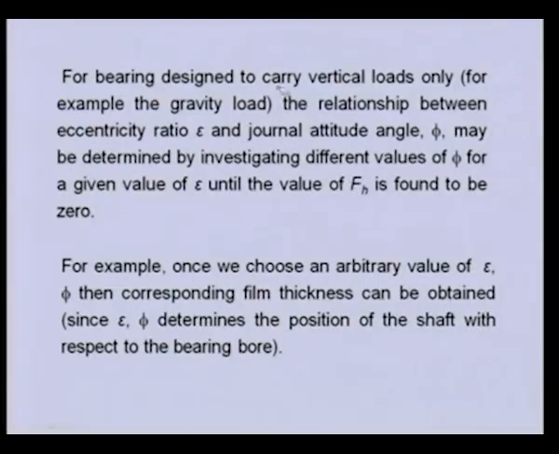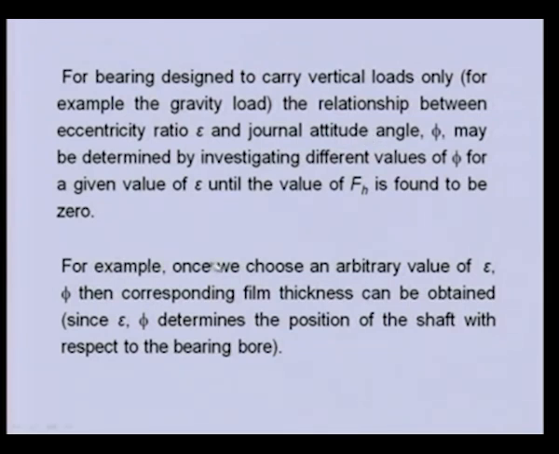For bearings designed to carry vertical loads only, for example the gravity load, the relationship between the eccentricity ratio and the attitude angle phi may be determined by investigating different values of phi for a given value of epsilon until the value of Fh, that is the horizontal force, is found to be 0. So, if gravity is the only load onto the rotor, and Fh becomes 0, then we have the combination of the eccentricity ratio and phi for the rotor for that particular operating condition.